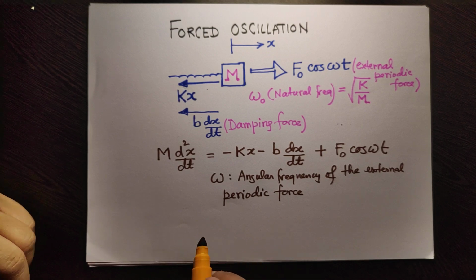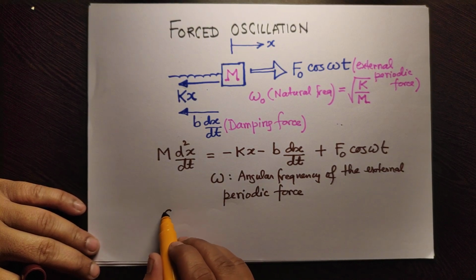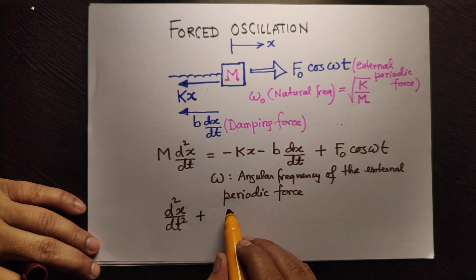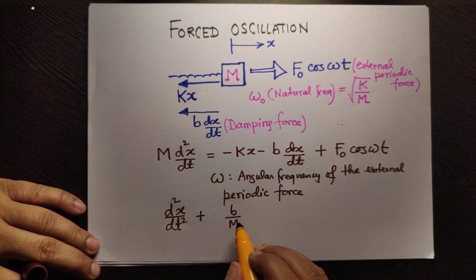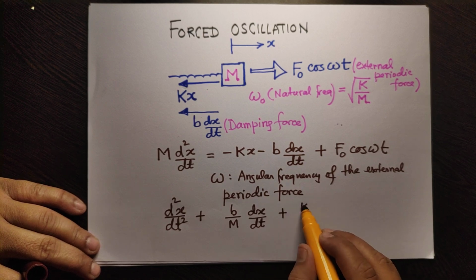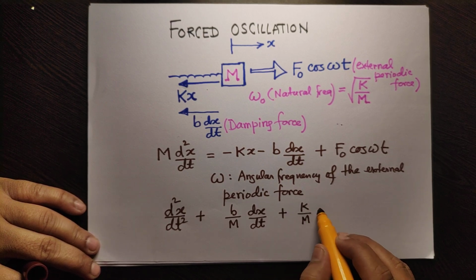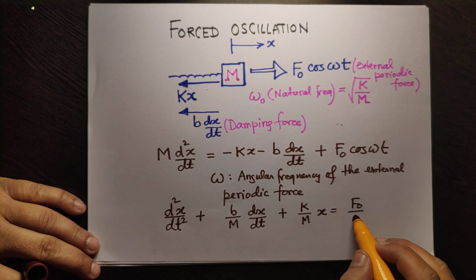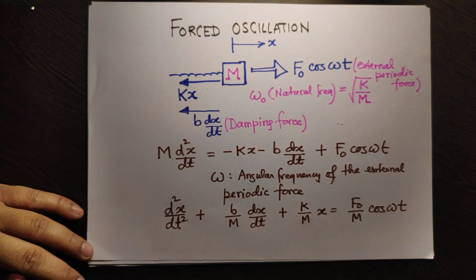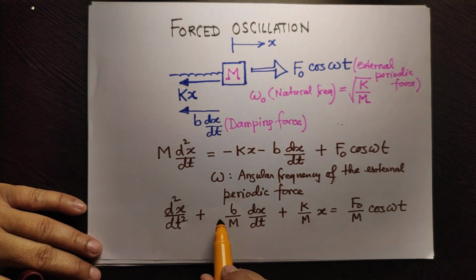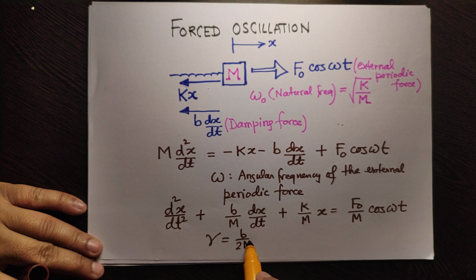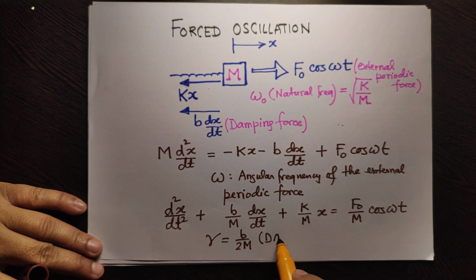Now this takes this form then: d2x dt2 plus b by m dx dt plus k by m x equal to F naught by m cos omega t. Okay. So, as you remember, this thing was 2 gamma. So, gamma equal to b by 2m. This gamma is known as the damping coefficient.